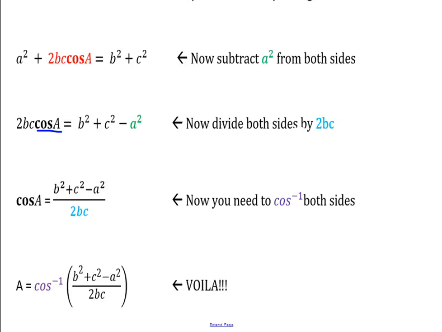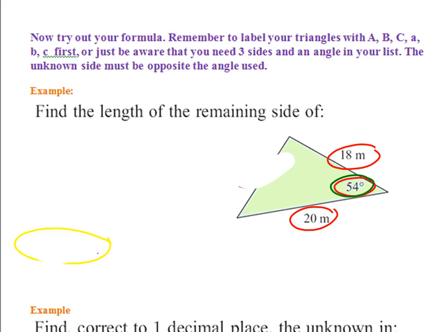So let's try applying this. Now try out your formula. Remember to label your triangles A, B, C, and so on. You can do that if you like, or just be aware that you need 3 sides and an angle. So remember sine rule? It's when you've got an angle, its opposite side, an angle, its opposite side.